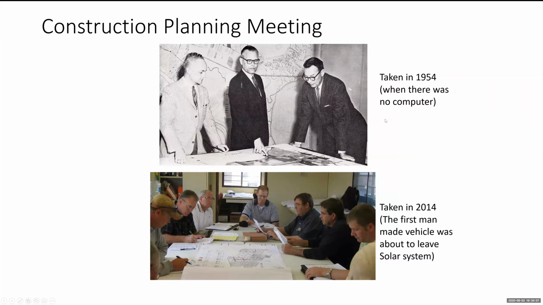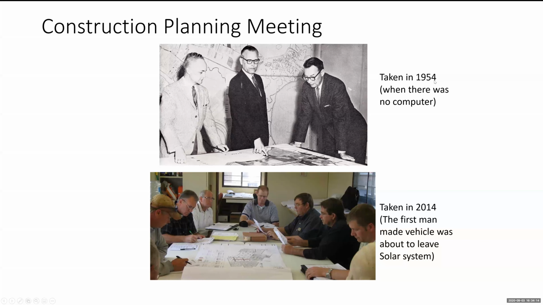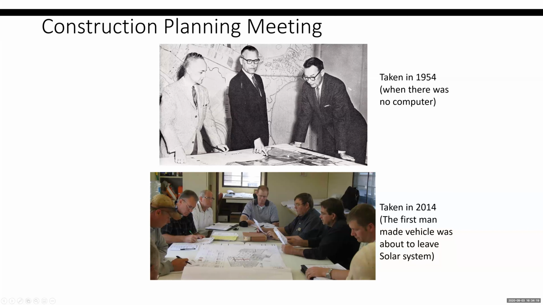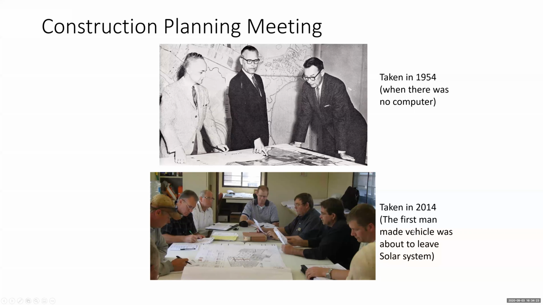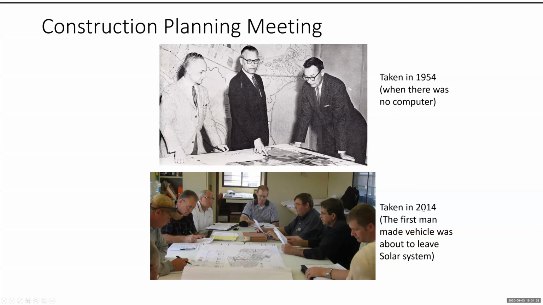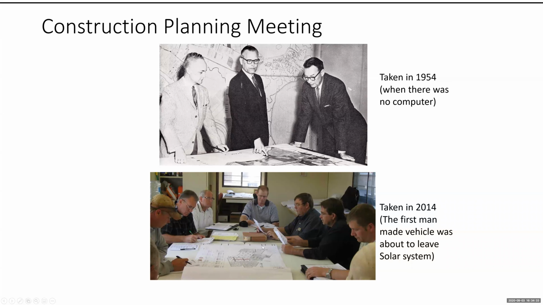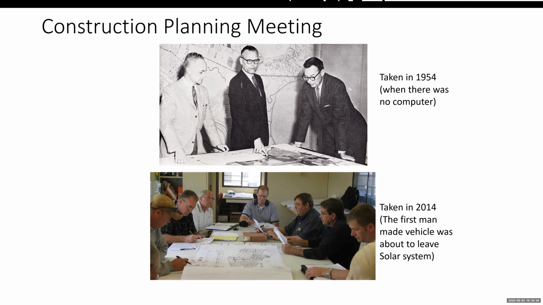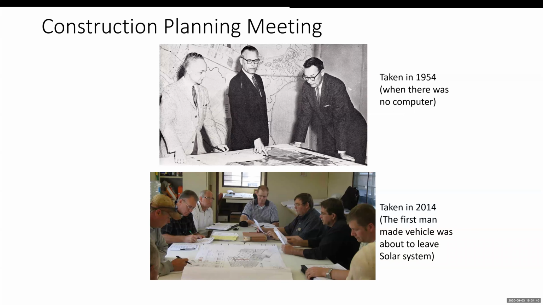But here's the story. This is about the construction planning meeting, okay? So this first picture was taken in 1954 when there was no computer. What was this gentleman doing? They were using a piece of paper trying to coordinate the plan of a project, right? And this picture was taken in 2014, about 60 years after this picture was taken. Tell me what these gentlemen were doing. They were still using the same method to coordinate a construction project, piece of paper and talk, right?